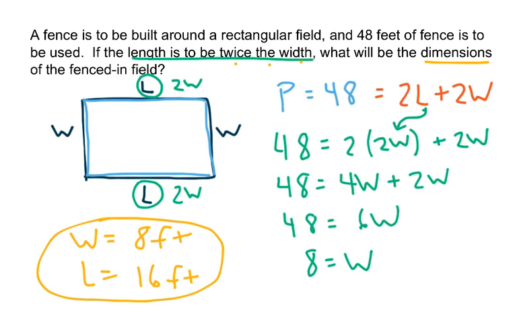Now I may want to take a minute and check that. If I have a width of 8 and a length of 16 and a width of 8 and a length of 16, this better add up to 48. Well, let's see. 16 and 16 is 32, and 8 would be 40. 8 more is 48. Sure enough, it works. I can feel great about my answer.